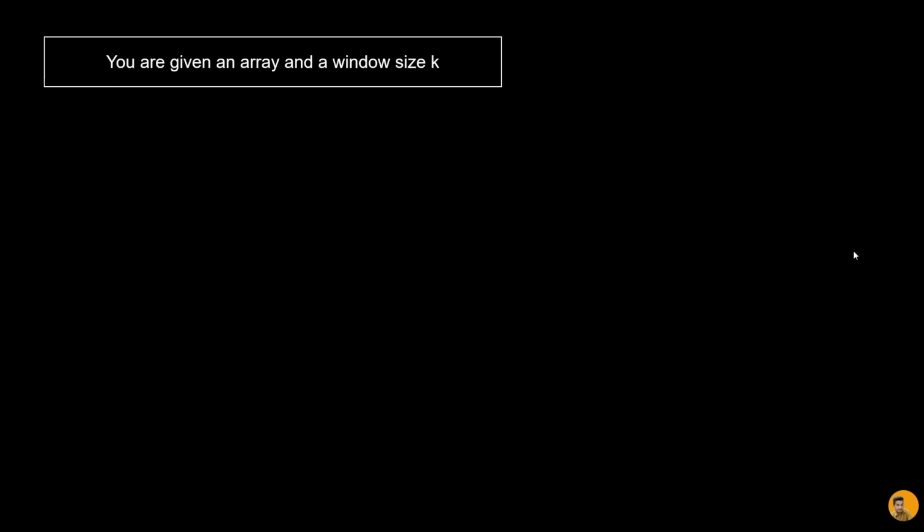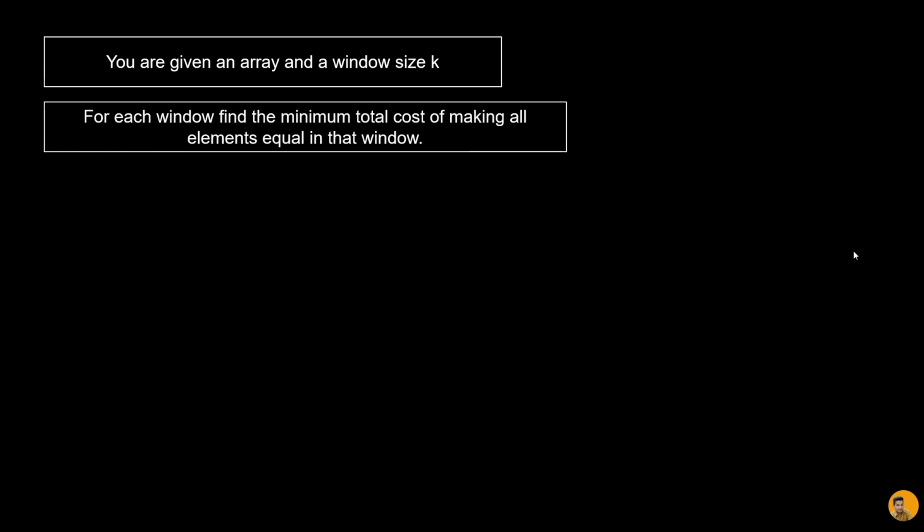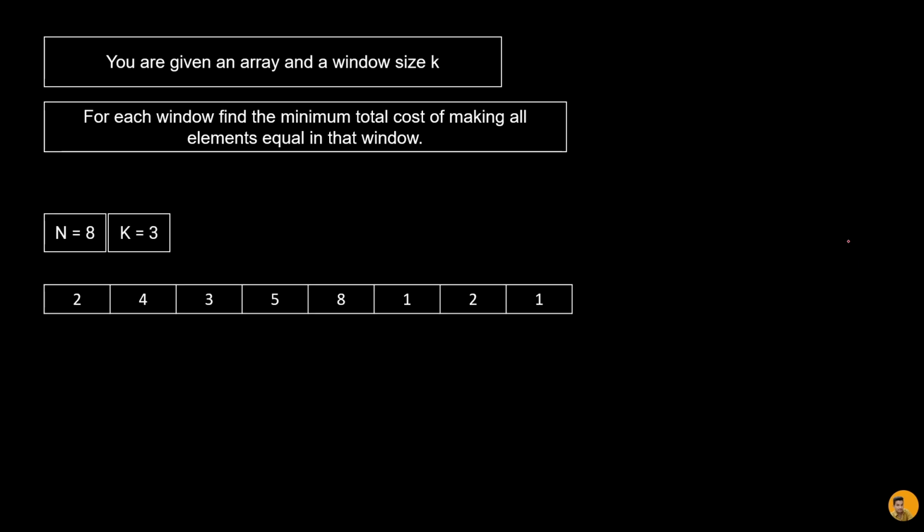We are given an array and a window size k, and for each window we need to find the minimum total cost for making all the elements equal in that window. Sorry about that. So n is 8, k is 3. That means we have this array with us. So let's start with the first window.